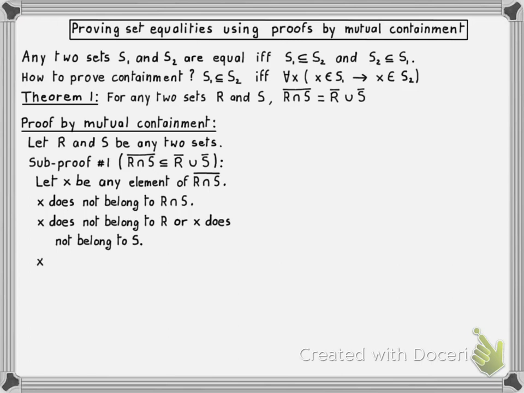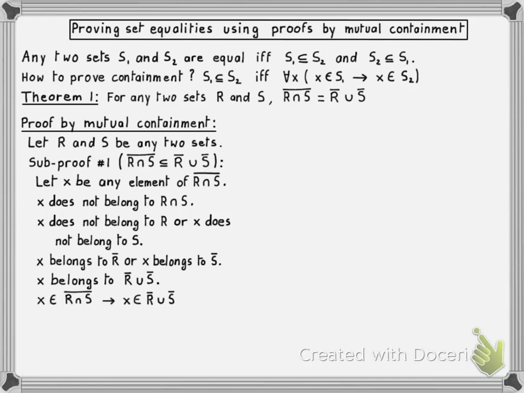But this in turn means that if X does not belong to R, then it must belong to its complement. And if X does not belong to S, then it belongs to its complement. So X must belong to the R complement, or X must belong to S complement. But if X belongs to one or the other, or maybe even both, then it must belong to their union. And that is what we were trying to prove in this case. So what we just proved is that if X belongs to the complement of R intersect S, then it must be the case that X belongs to the union of R complement and S complement.